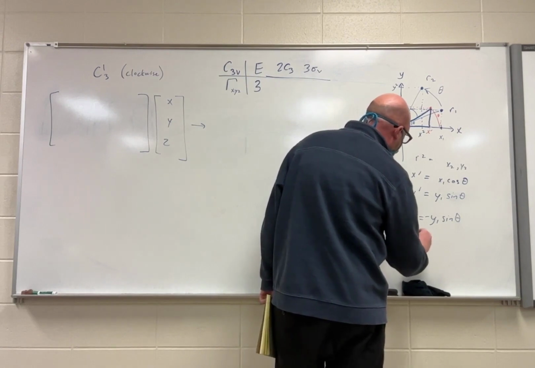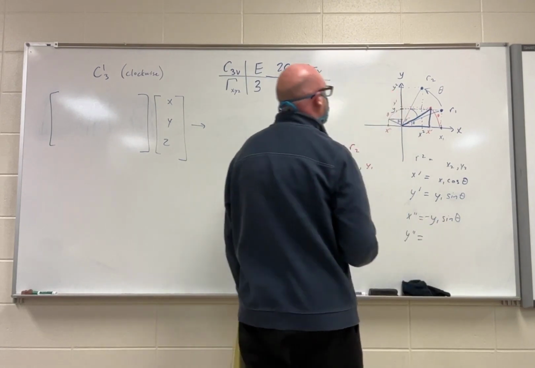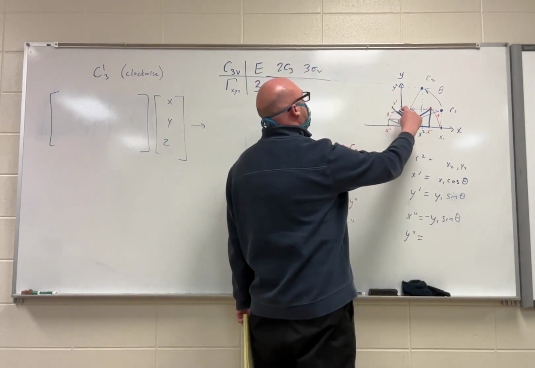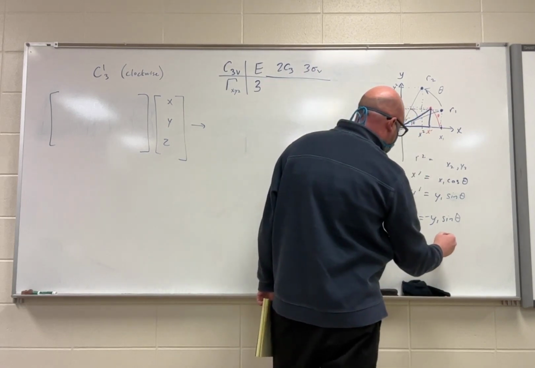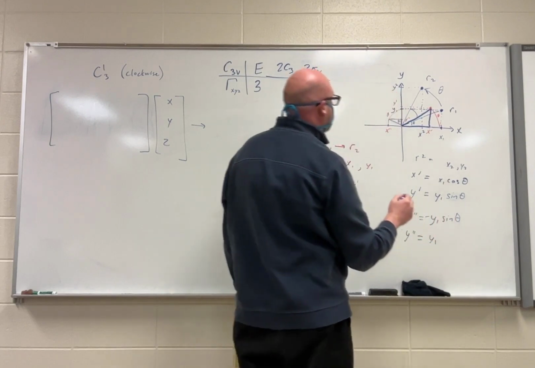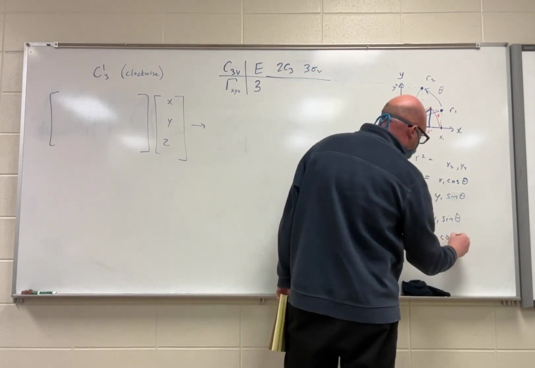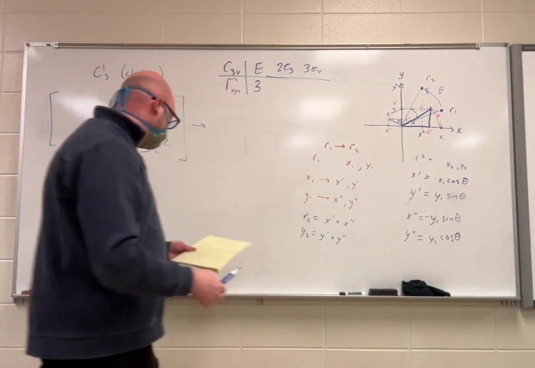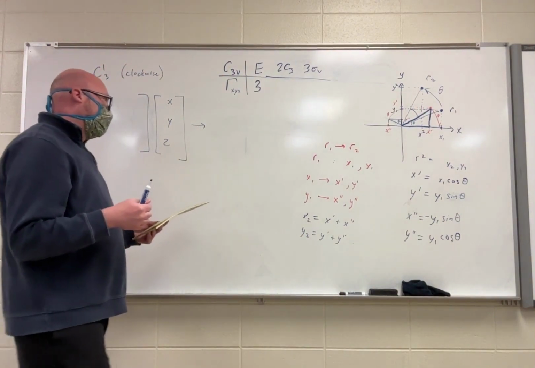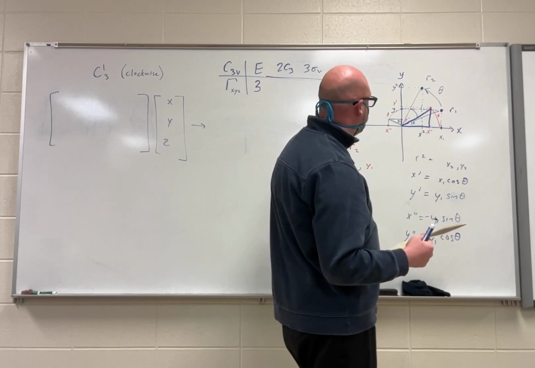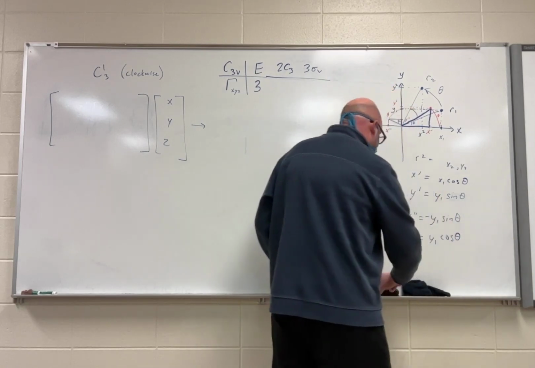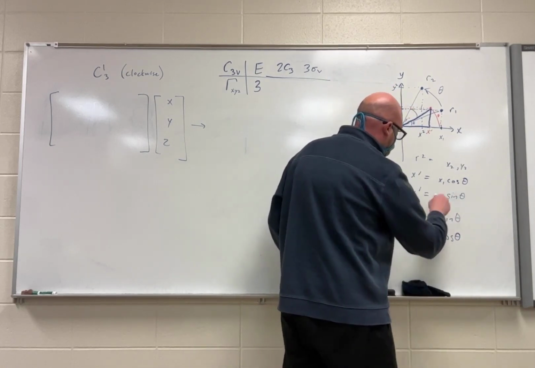Y double prime is this distance here, which is y1 times cosine theta. Okay? So I think I've got everything. This is a mistake. So that should be x1.